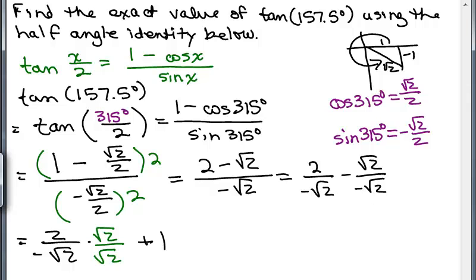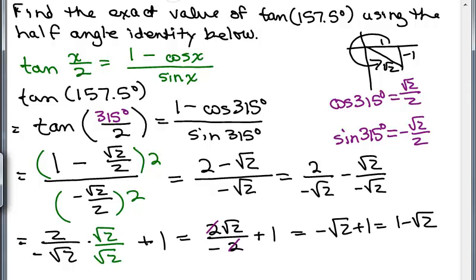So what do I have over here? In the numerator, I have 2 square root of 2. And in the denominator, I have negative 2. So now the 2's cancel. I still have that plus 1, right? Don't forget to keep writing the plus 1. So I have negative square root of 2, right? Because I have a square root of 2 divided by negative 1. So now my answer is really negative square root of 2 plus 1, or 1 minus square root of 2.